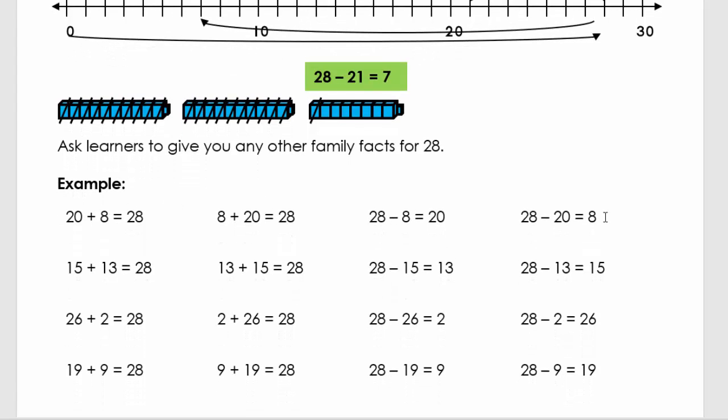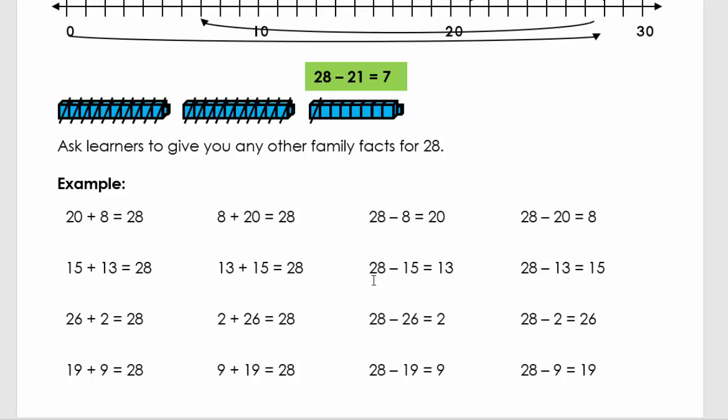So what you're going to do now is say to the learners, we wrote down here family facts for 28. What they need to go and check then is, are these all the family facts for 28? If not, they need to find the rest. Remember, this is an activity that can take a long time, or longer than you planned for.